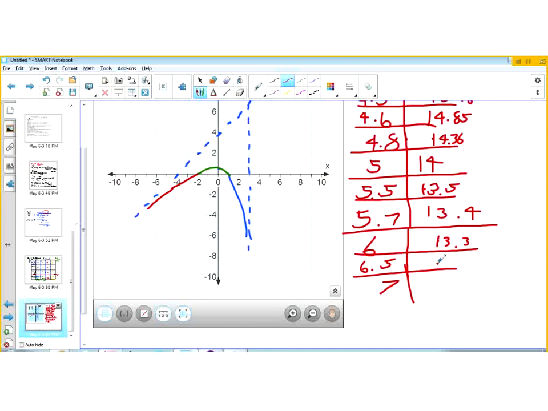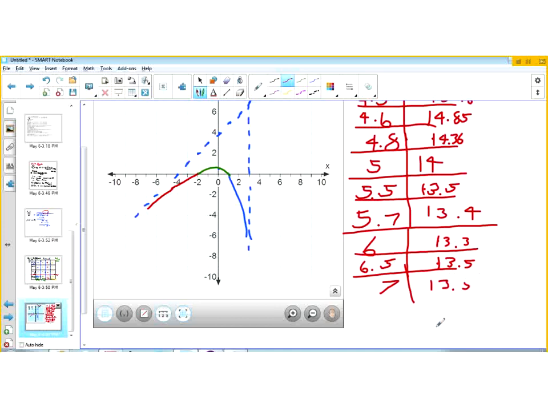And what is f of 6.5? 13.35. Aha. So we're starting to go back up. All right. See the pattern? And so I'm willing to bet that f of 7 is greater than 13.5.